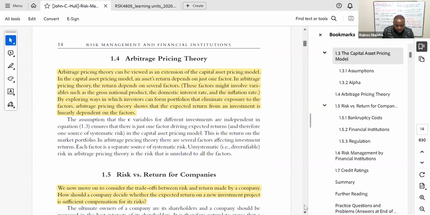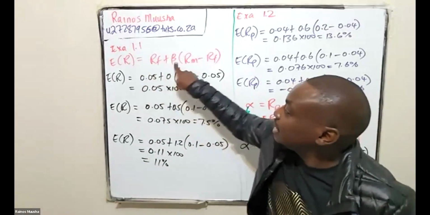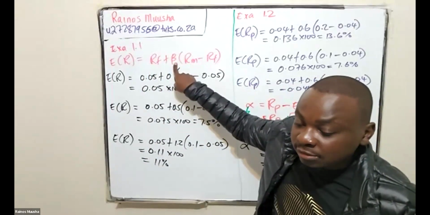On section 1.4, they also look at another theorem that is used in estimating the expected return, and they refer to it as the arbitrage pricing theory. Just know it in theory, but we're not really going to go through it in detail, like how the formula is formulated. So here they say, arbitrage pricing theory can be viewed as an extension of the capital asset pricing model. In the capital asset pricing model, an asset's return depends on just one factor. And remember, that factor we said with the capital asset pricing model is the only risk factor that determines the expected return, which is the beta.